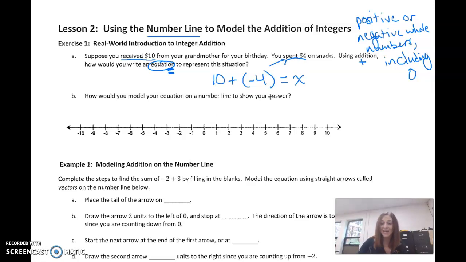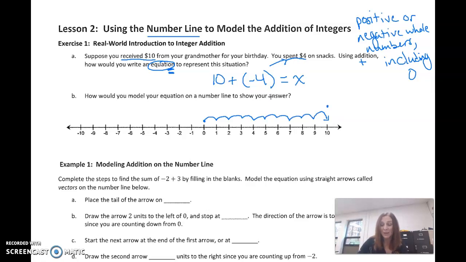So as of right now, we always start at 0, and our first number is 10. So I'm going to go from 0 to 10. 1, 2, 3, 4, 5, 6, 7, 8, 9, 10. And then I'm going to add a negative 4 to that.